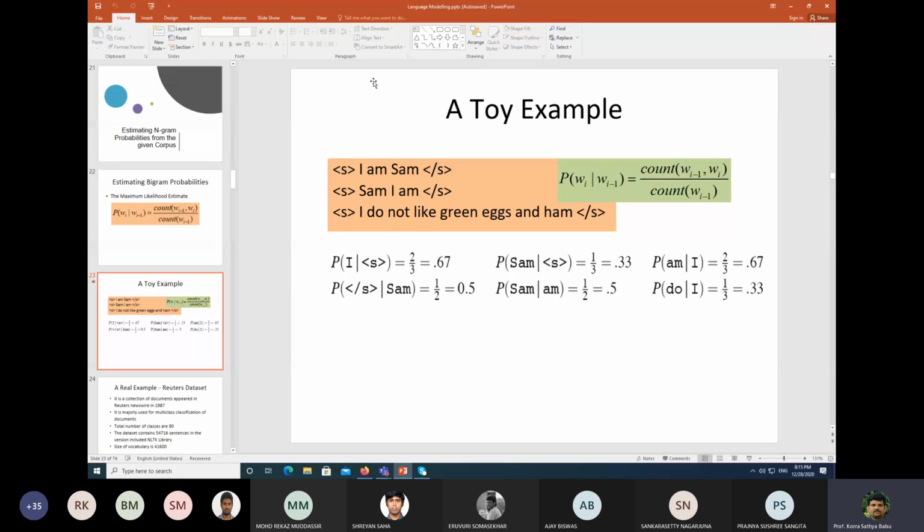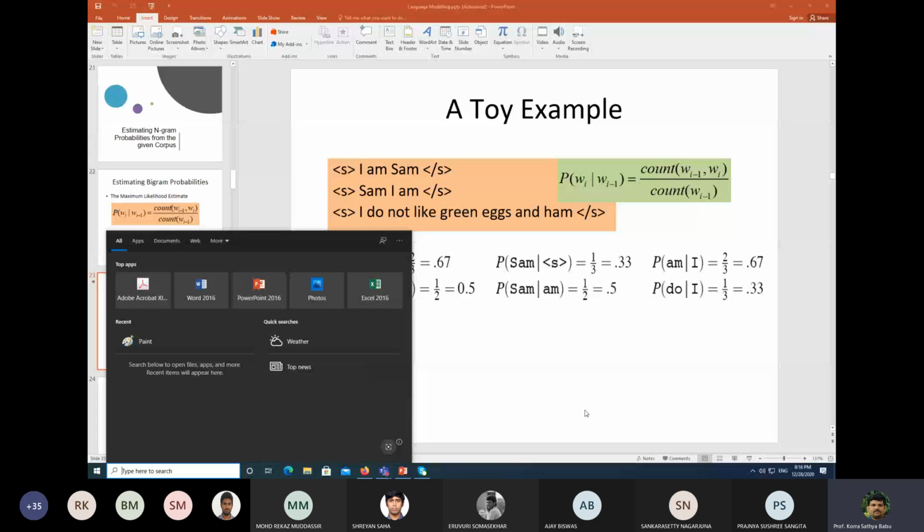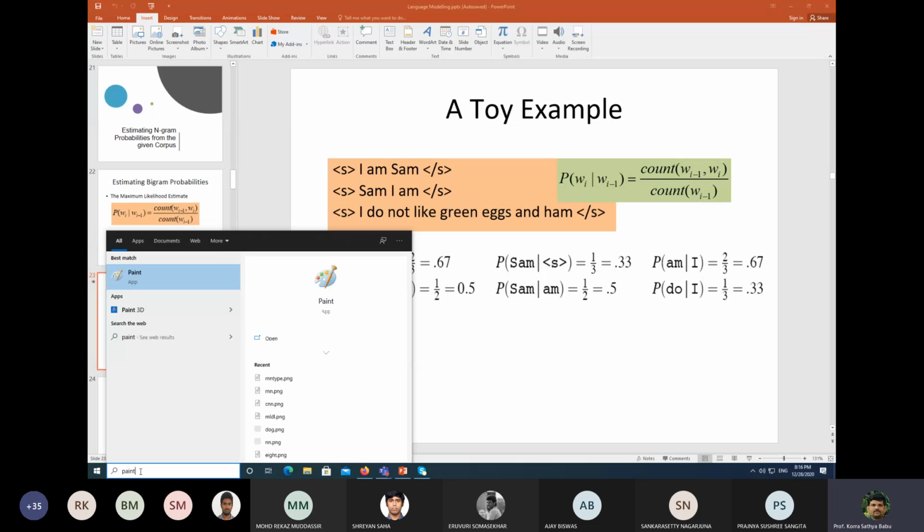Okay, I will do one thing then. Yes, please. I'm not able to hear you. Yes, please. Just let me write it like this. Okay, in Paint, I am writing it. Okay, please. Notepad, you can see.